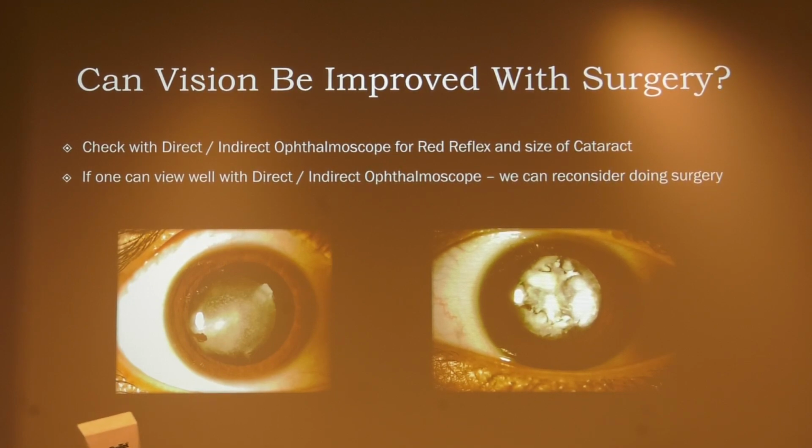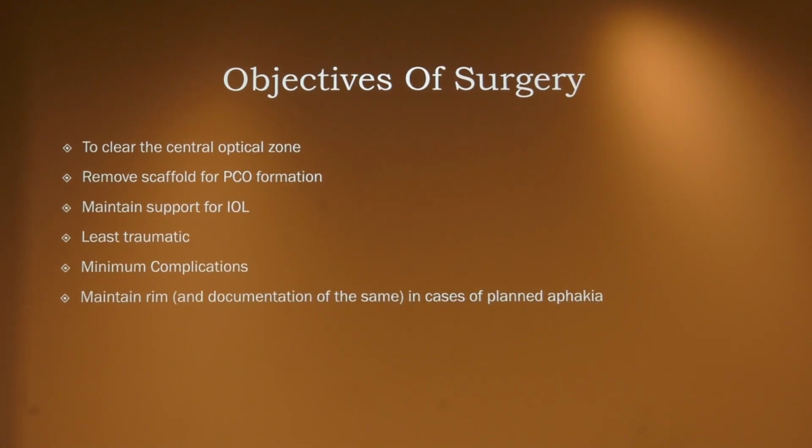So ask yourself this question: can vision be improved with surgery? Check with a direct or an IO for red reflex and the size of the cataract. If one can view well with a direct or IO, you can reconsider doing surgery immediately. Objectives of the surgery should be to clear the central optical zone, remove scaffold for PCO formation, maintain support for IOL, should be least traumatic for the child's eye, and minimum complications should be assured. Maintain the rim and document in case you're doing a planned aphakia.